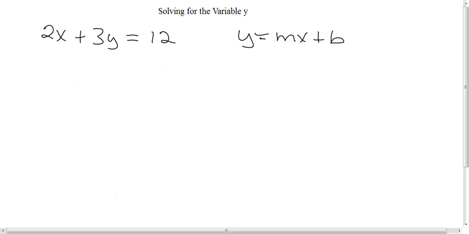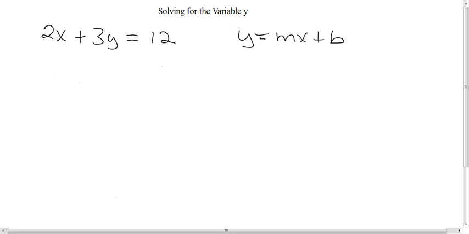First of all, we need to isolate the variable y. And in this case, it's 3y. It's the variable. We need to isolate it by itself, regardless of whether we isolate it on the left or the right side of the equal sign. So let's see what is happening with it. We have 2x plus 3y is equal to 12. As we can see, 3y is being added to 2x.